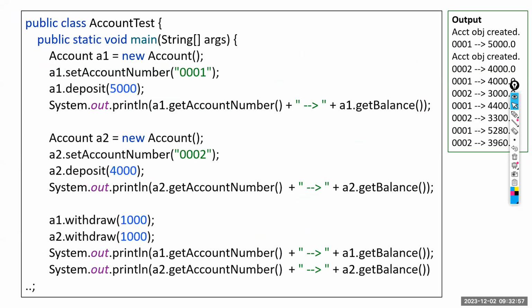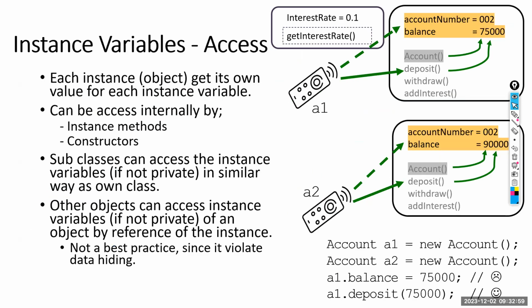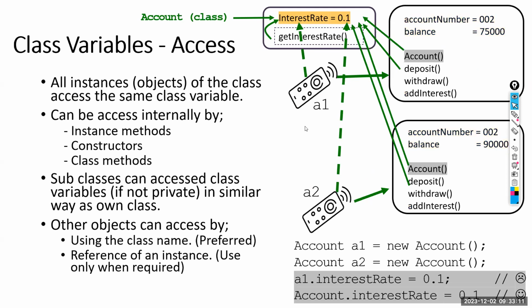Right. So we did some coding also. We looked at how instance methods can access instance variables. Directly you can access, but that is not the best practice. Then class variables: again, the best practice is either to access them using your class name or let your class method access them. And of course, your instance method can also access them.